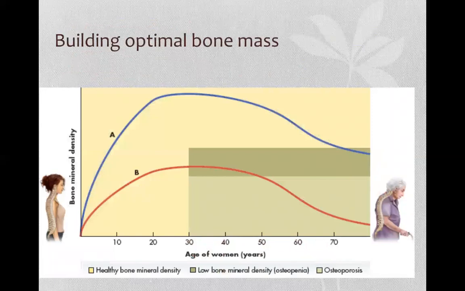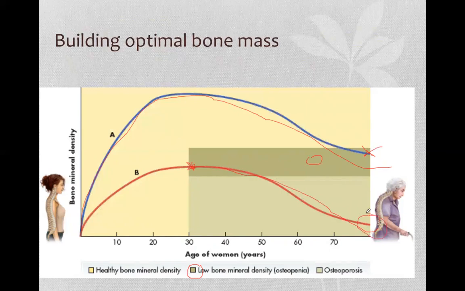such as building optimal bone mass. We can build optimal bone mass by reducing our exposure to harmful things such as alcohol, smoke, and a sedentary lifestyle, by exercising, and by having a good diet. If we build optimal bone mass, then by the time we're in our 80s, we're just in this upper green section, which means we do have low bone mineral density, but it's not that low. If we never have a good bone mass to begin with, then by the time we're in our 80s, we're in the severe stages of osteoporosis.